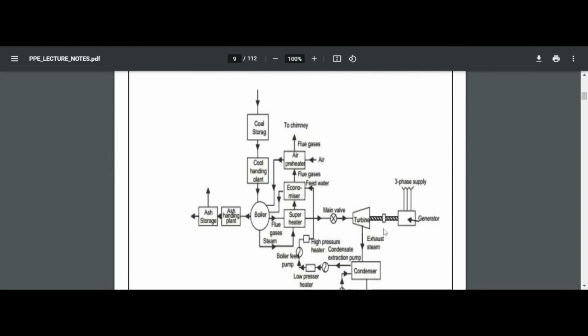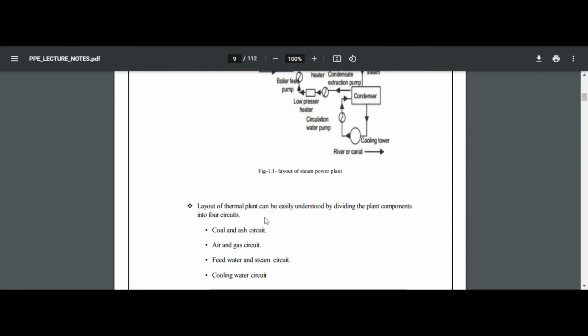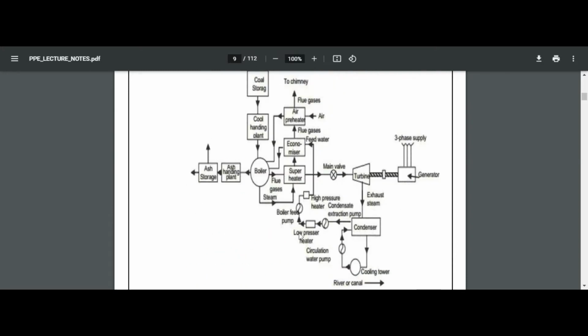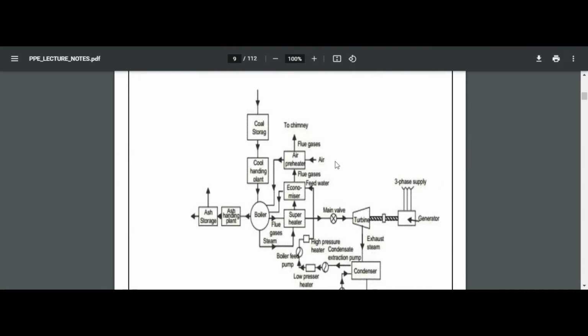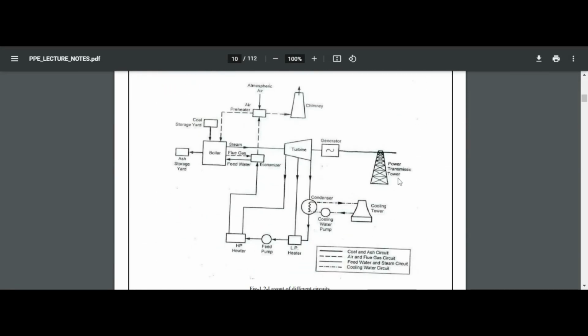Air and gas circuit. That is air preheater and superheater line comes under air and gas circuit. Feed water and steam circuit. Steam circuit means the boiler exit, that is superheated steam going to a turbine, and generator comes under steam circuit. And feed water means the condensate which is coming out of the condenser and the feed water which we supply to the economizer comes under feed water circuit. Cooling water circuit. Cooling water circuit means the water which is supplied to the boiler and turbine comes under cooling water circuit.